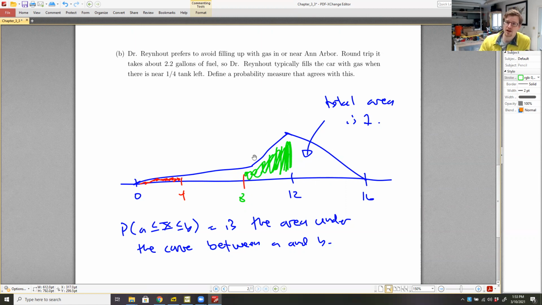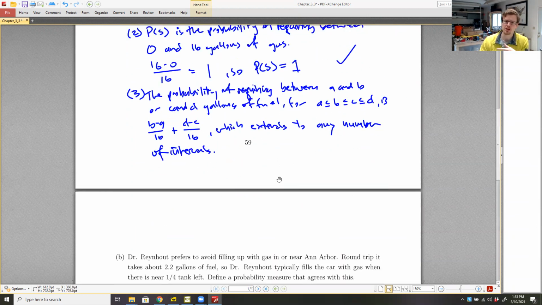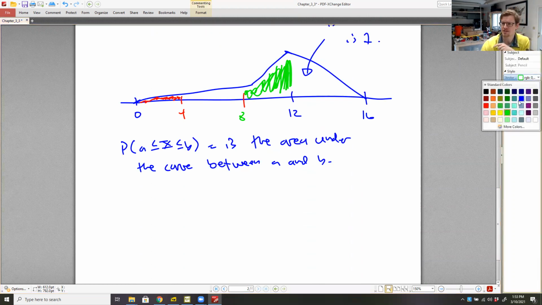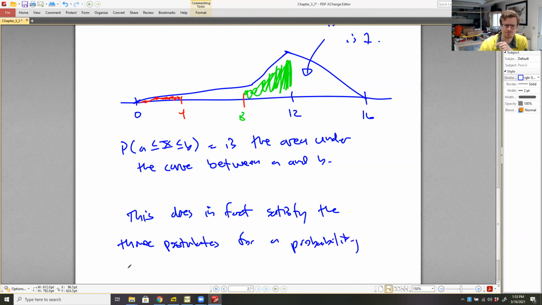And that's perfectly fine. For very similar reasons to those outlined in our first example, this is in fact a probability measure. So this does in fact satisfy the 3 postulates for a probability measure. Excellent, and that's all that we needed.